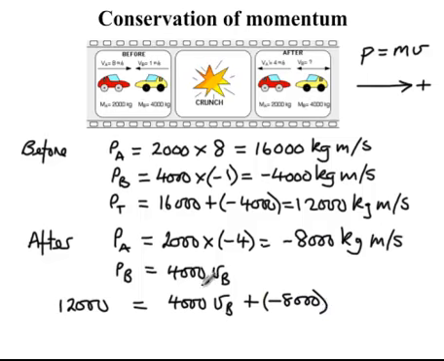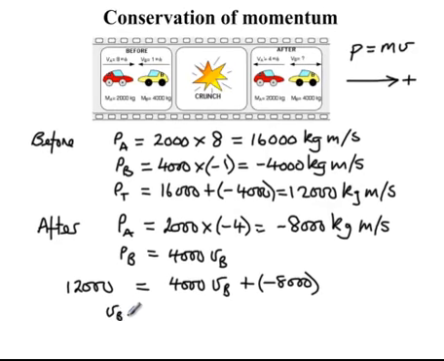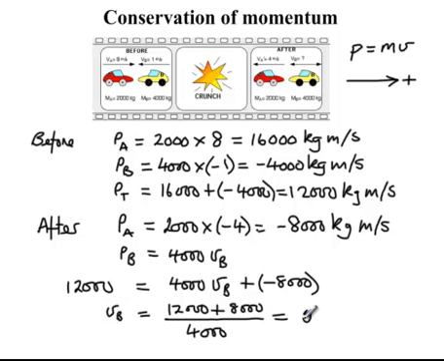Okay, so I need to rearrange that to get VB equals something. So I can get VB equals 12,000 plus 8,000 divided by 4,000, which equals 5 meters per second. So the velocity of car B after the collision is 5 meters per second in the positive direction.